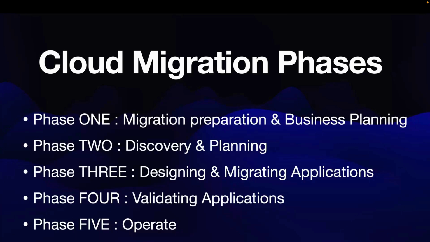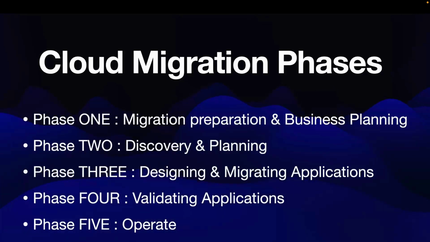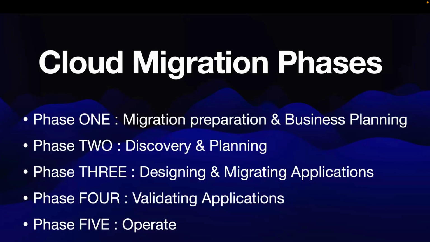Phase 2: Discovery and planning. In this phase, organizations delve deeper into their IT environment to gain a comprehensive understanding of all applications, dependencies, and also infrastructure components that will be impacted by the migration. This phase involves cataloging workloads, mapping interdependencies, and identifying any legacy systems that might require special handling or modernization before moving to AWS.